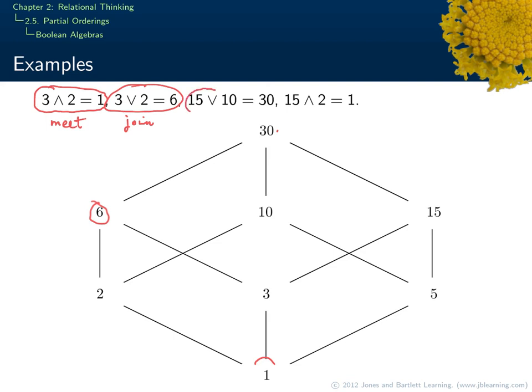Now let's move on and compute the join of 15 and 10. Once again, we're looking for the smallest object in our hierarchy that is larger than both 15 and 10, and that is 30. And then finally, we have the meet of 15 and 2. So we are looking for the largest object that is smaller than both 2 and 15 in our hierarchy, and 1, again, is the answer to that.